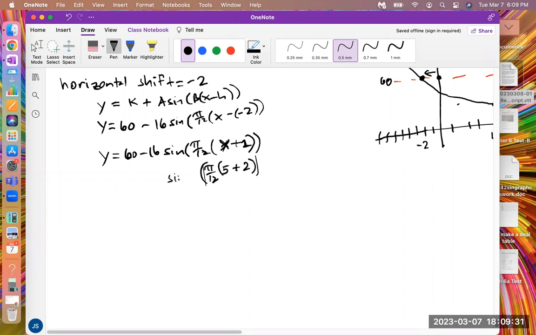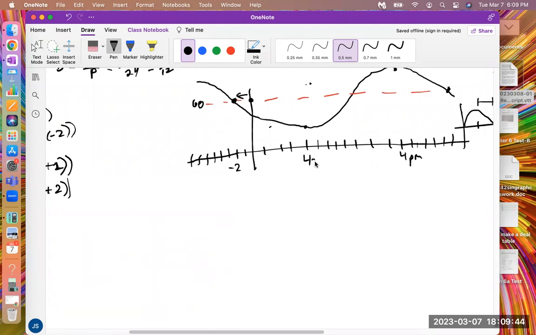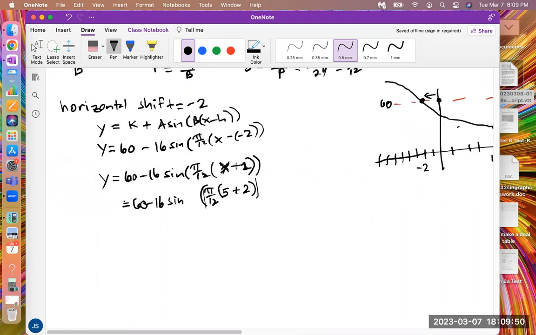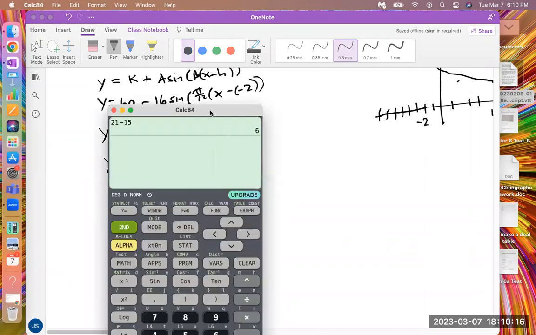So let's actually evaluate and see what the value of the function really is at that time. Looking at my graph, it should be at 5 a.m. This is 4 a.m. It should be a little bigger than its minimum value. We never calculated the minimum value, but 5 plus 2 is 7, so it'll be 7 pi over 12, it'll be 60 minus 16 sine of that value. So I just use my calculator and calculate what that is.